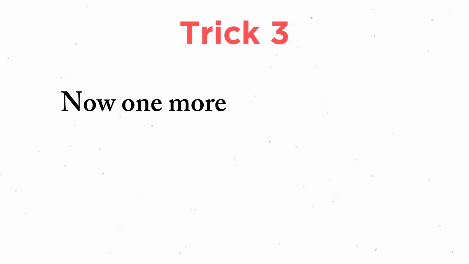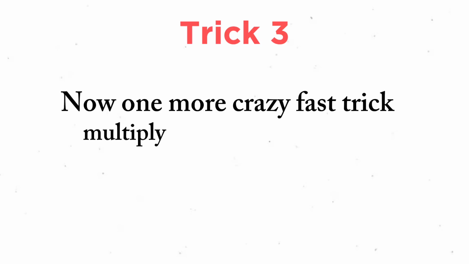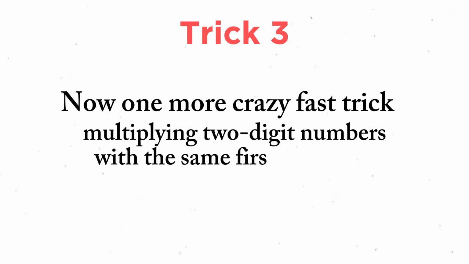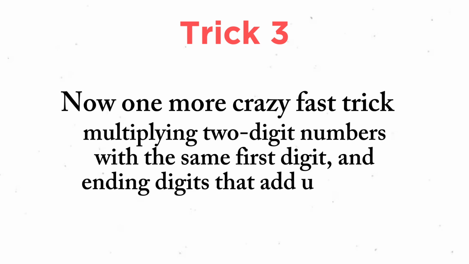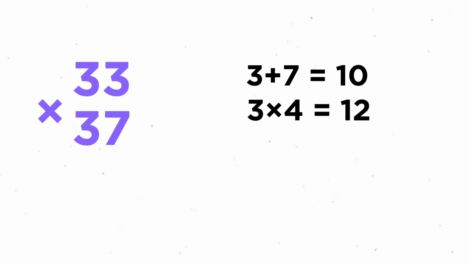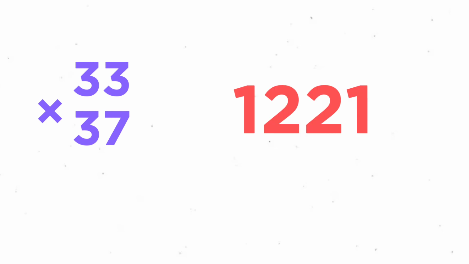Now one more crazy fast trick, multiplying two-digit numbers with the same first digit and ending digits that add up to 10. For example, 33 times 37. Both numbers start with 3, and 3 plus 7 equals 10. So do 3 times 4 equals 12, and 3 times 7 equals 21. Final answer is 1221. Cool, right?